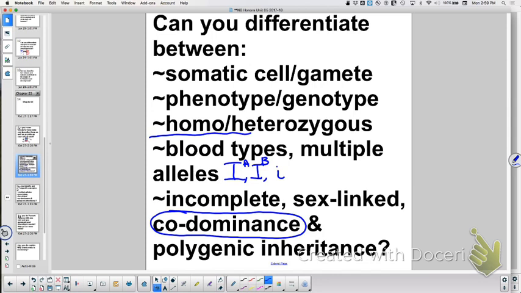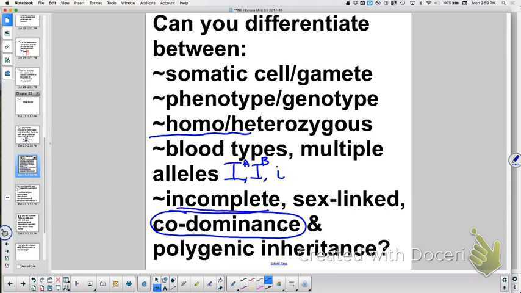Okay. There's two ways to be a heterozygote in blood types, right? What are the two ways? You could have a big with a little, or AB blood, right? Both are still heterozygote.